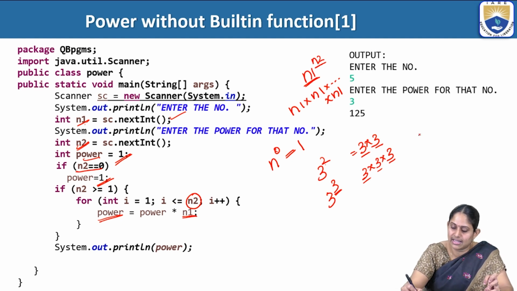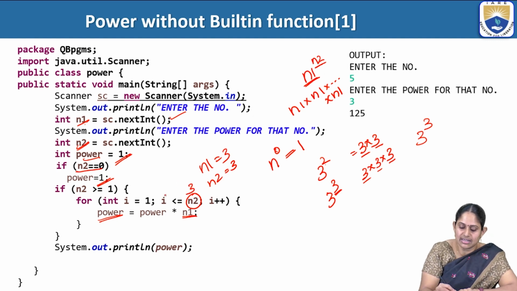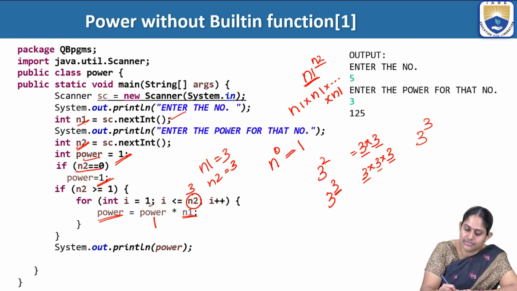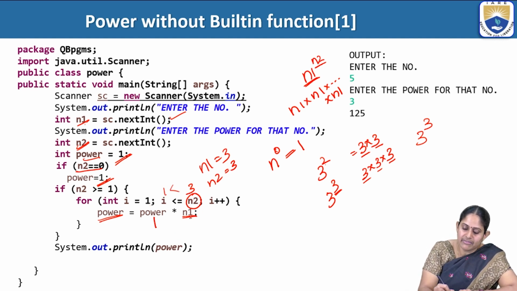Let's say we have taken 3 power 3. So n1 is 3, and n2 is also 3. So it will start now. Initially power is 1. When I start from 1, 1 is less than or equal to 3. So this condition is true. It will come inside. So power will be power into n1. n1 is our 3. So power will be now 3.